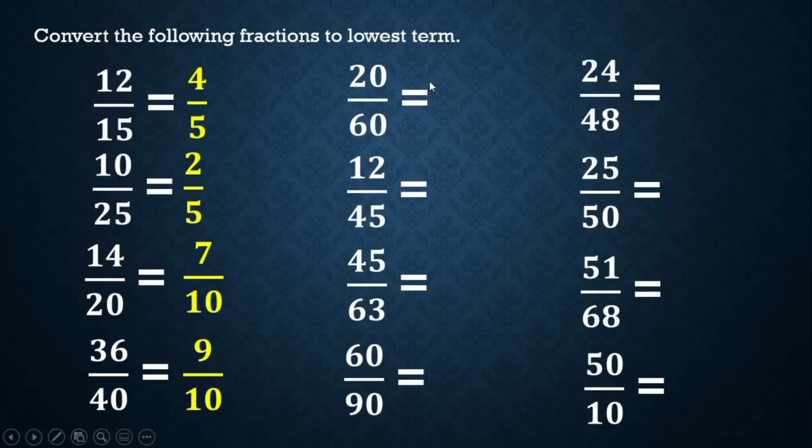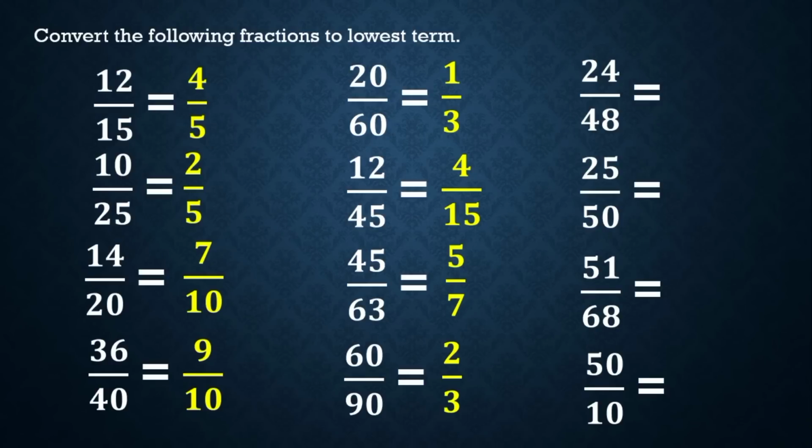Dito pwede na kayo na ang sumagot. 20 over 60, what will be the lowest term? 1/3. 12 over 45. 4 over 15. So pwede nyo akong sabayan habang sinasagutan natin itong exercises na to. 45 over 63. That is 5 over 7. 60 over 90. 2/3. So ang greatest common factor nito ay 30. No? 60 divide 30, 90 divide 30.